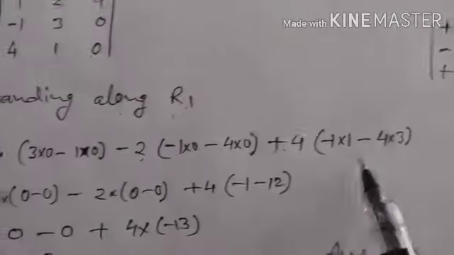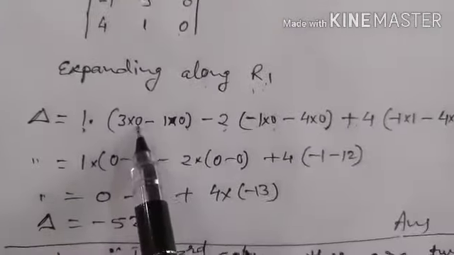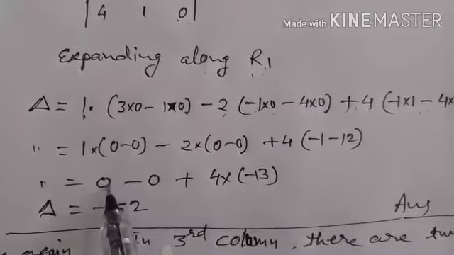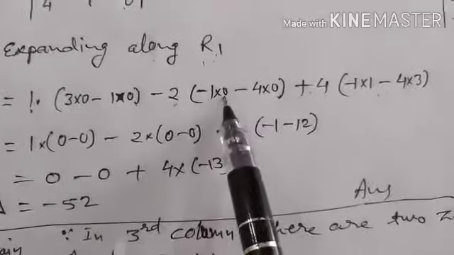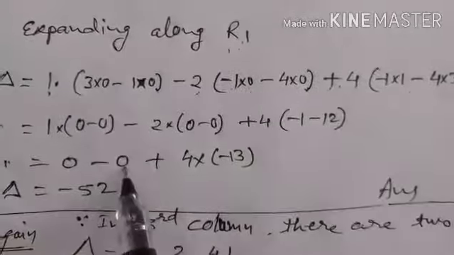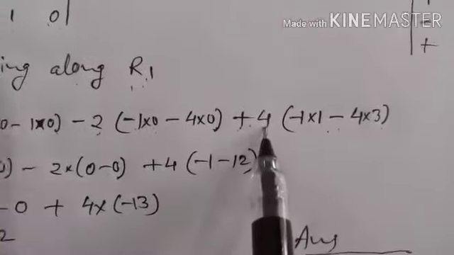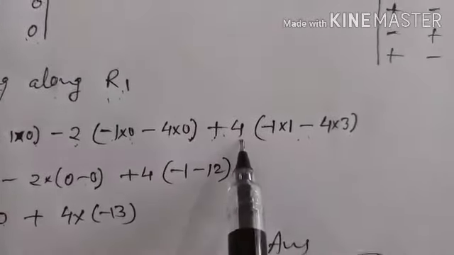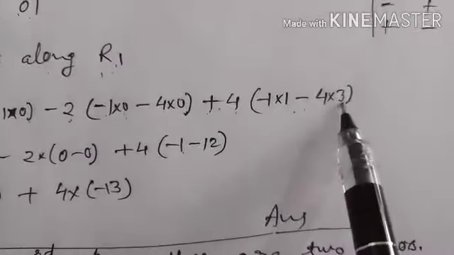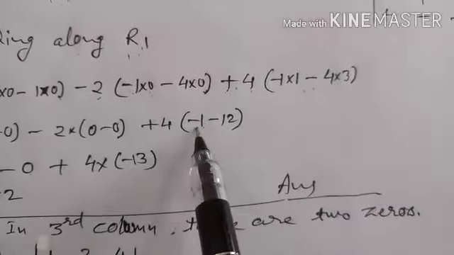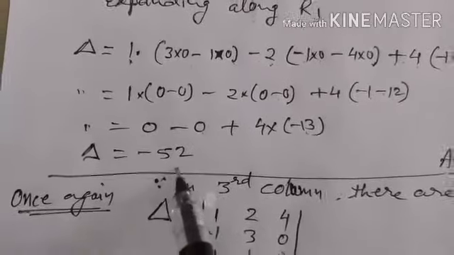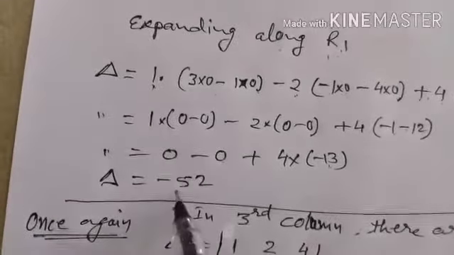Now 3 into 0, it means 0, and 1 into 0, it means 0, minus 0, which is 0, and 0 into 1, that is 0. Here minus 1 into 0, once again 0, and 4 into 0 also 0, so 0 minus 0, 0, and 0 into 2, once again 0. Only last third element remaining, 4. Minus 1 into 1, it means only minus 1. 4 into 3, that is 12. Now minus 1 and minus 12, it means minus 13, and minus 13 into 4, it means minus 52. This is the determinant value.